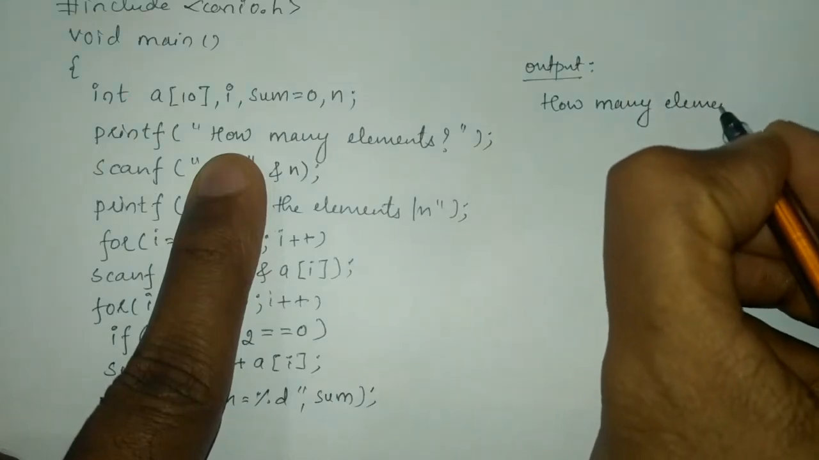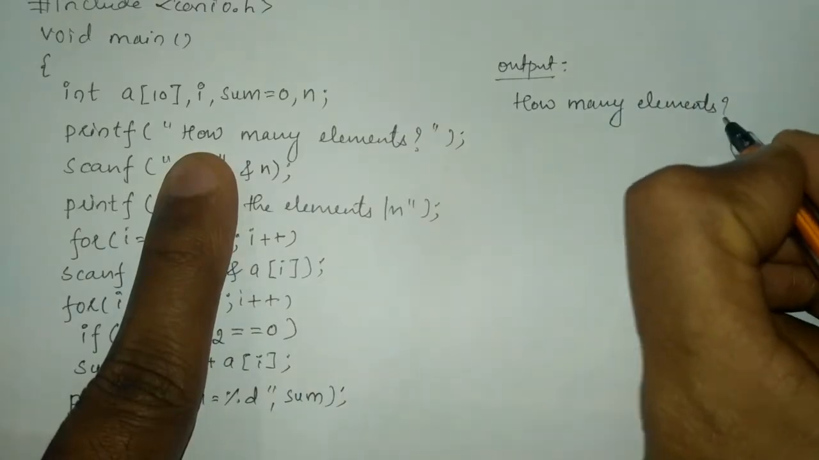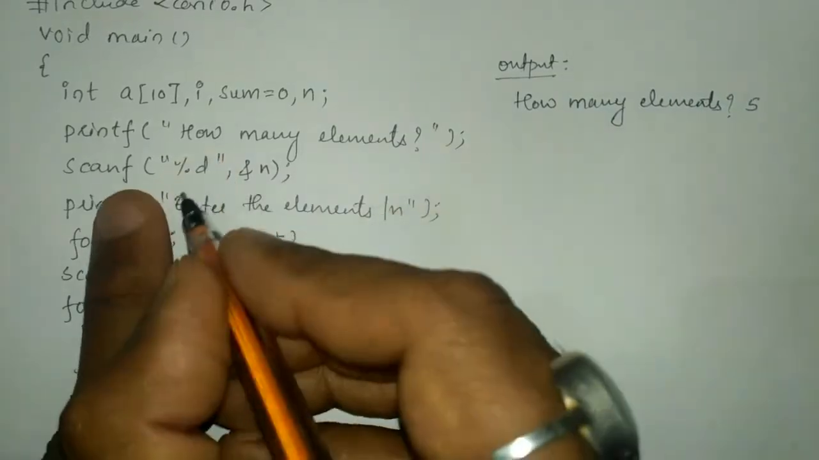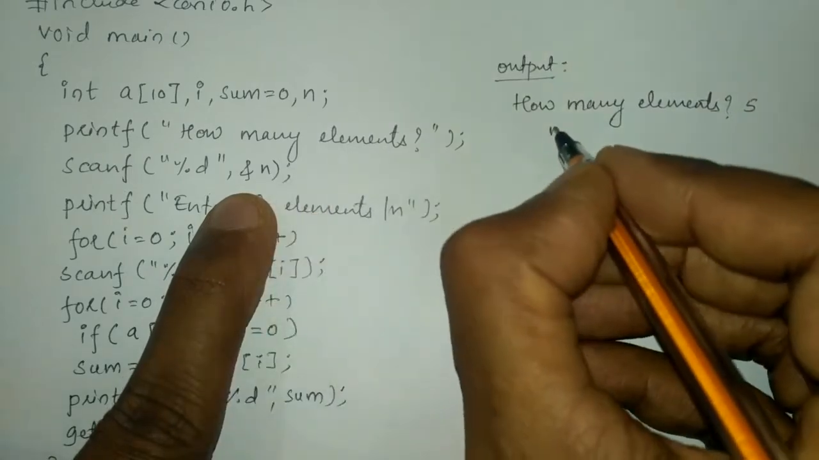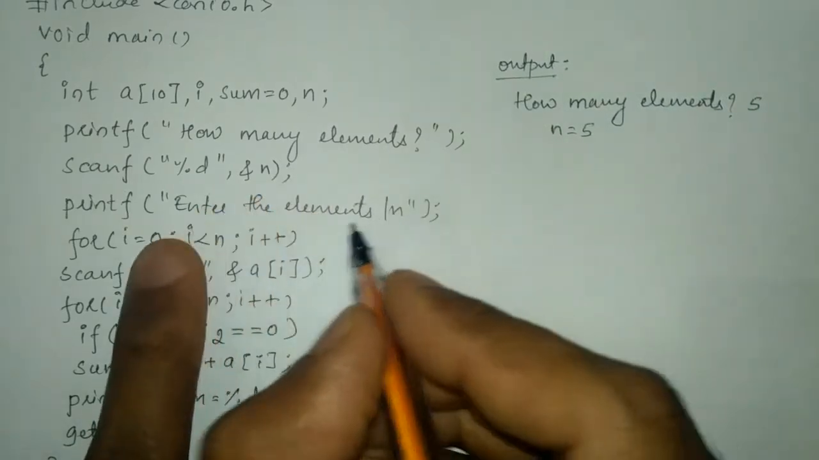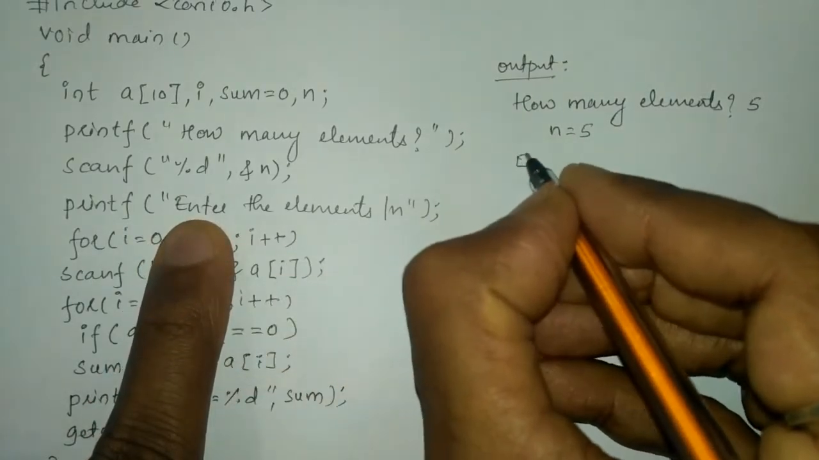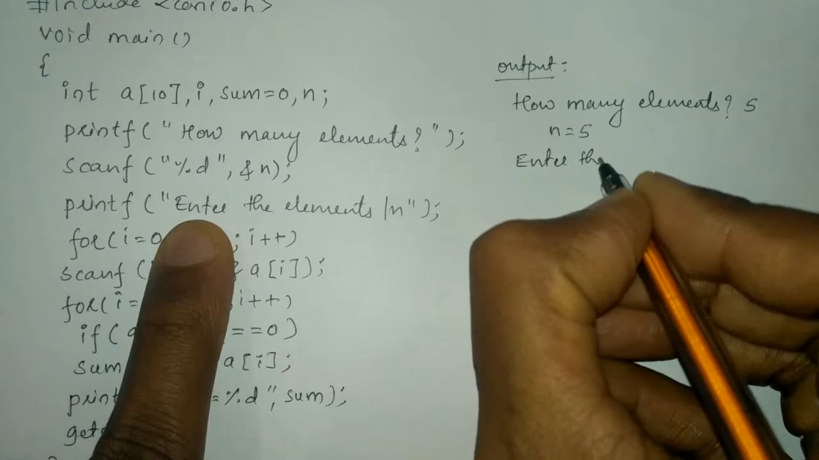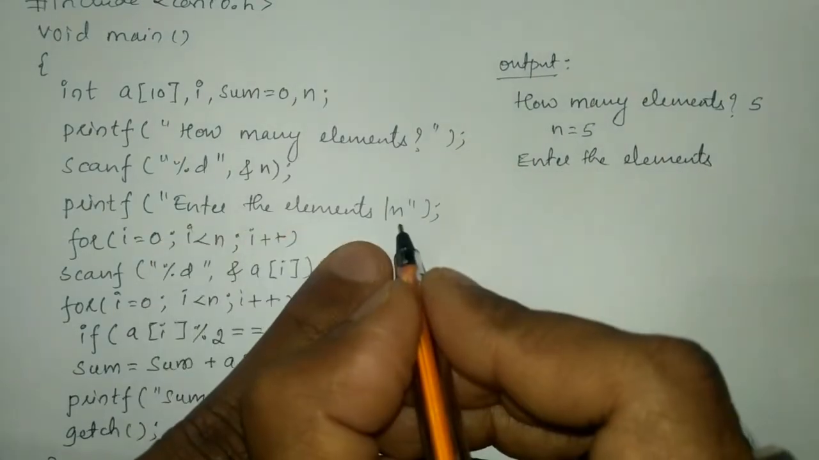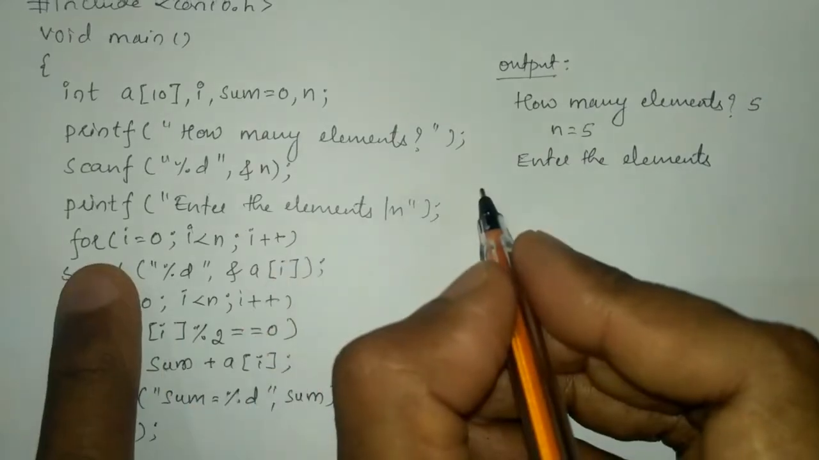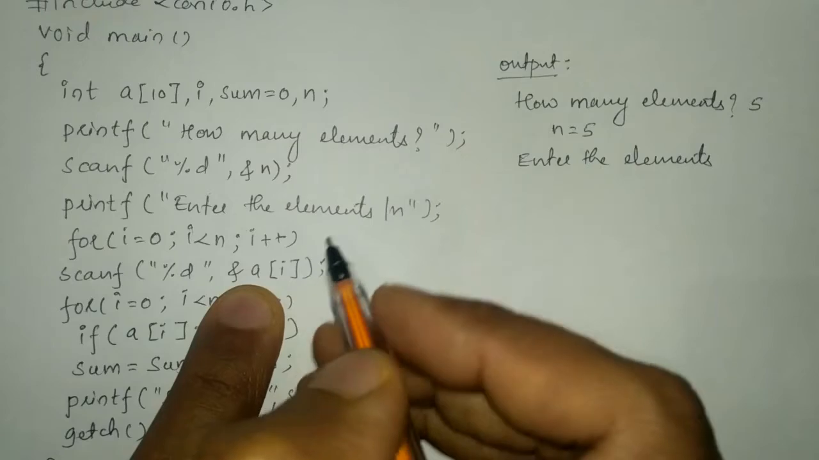elements. For example, here I'm going to enter 5. Next n value becomes 5. So here n is 5. Printf enter the elements. So it is going to ask the user to enter the elements, and just because of this \n, cursor will come down to the next line. So it is going to start receiving values.